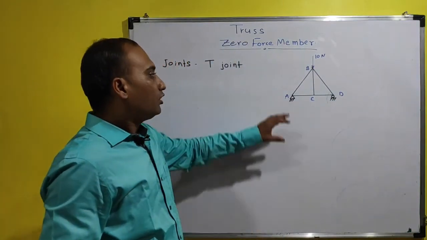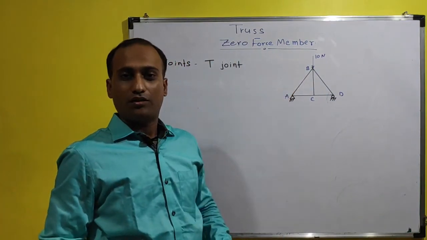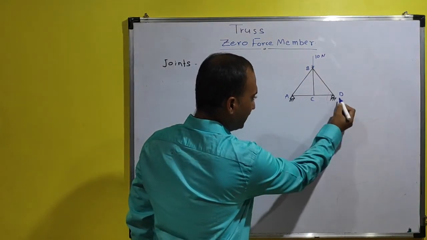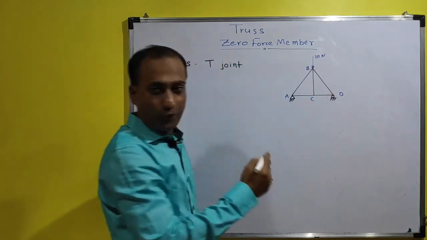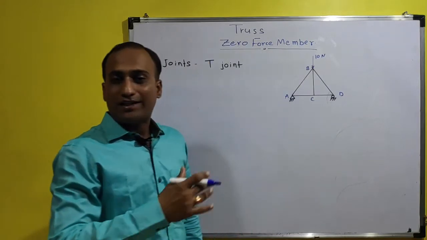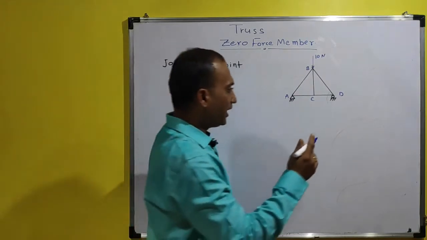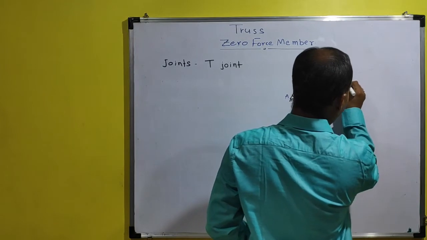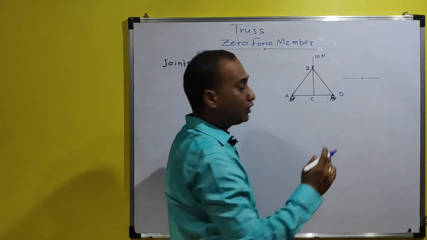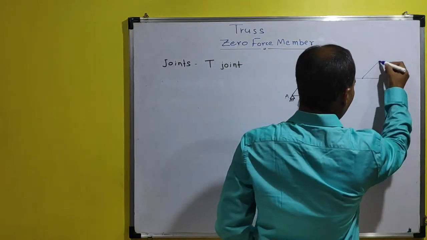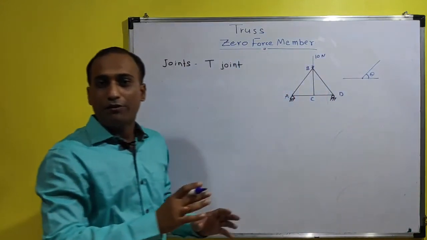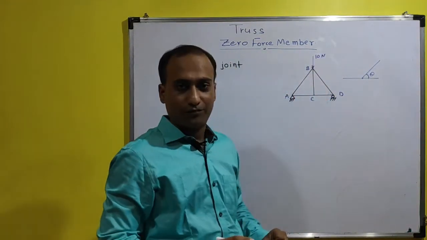Here, in the formation of members, we should see the T form. This is the member AC and CD, and the third member is BC, which forms a T. Similarly, we will consider other formations also, where two members are collinear, and the third member is at an angle to these members. Then also it will be considered as the T joint.